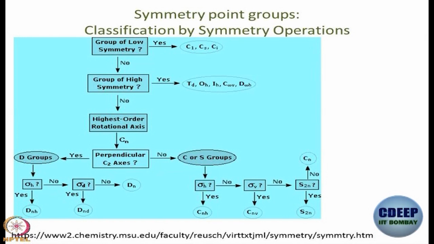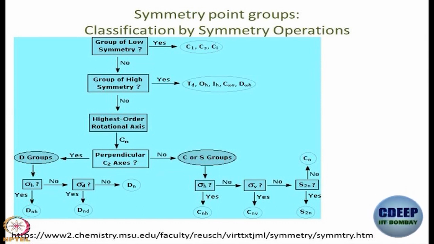If you do not know this, come over, we will discuss. Then we ask, if there is only one principal axis of symmetry, what is the n value? Once you know it, you ask this question: do you have a perpendicular C2 axis? If there is no perpendicular C2 axis, you call it either C or S. If you have a perpendicular C2 axis, you call it D. We will take this side first.